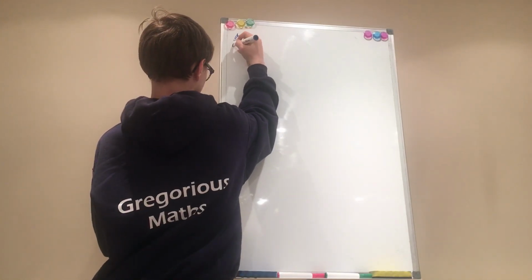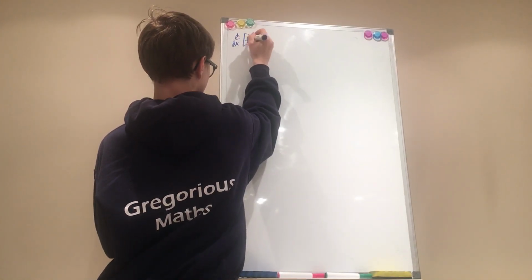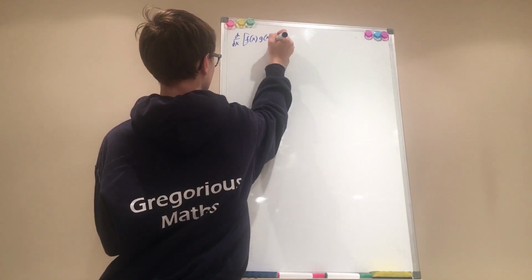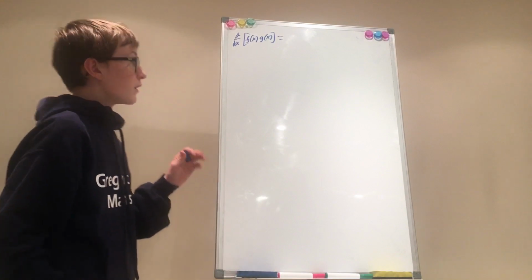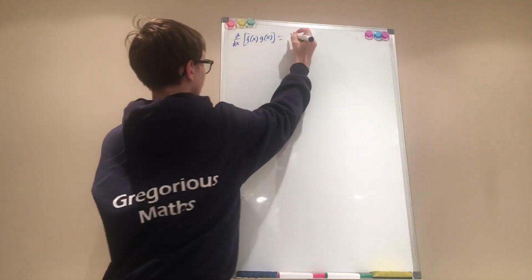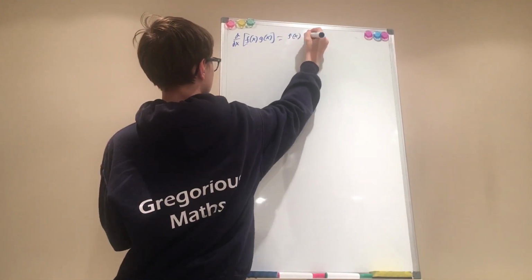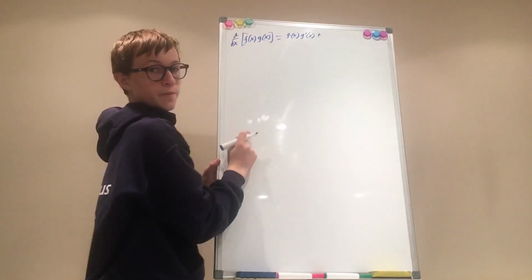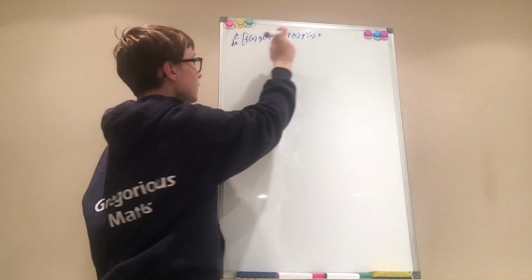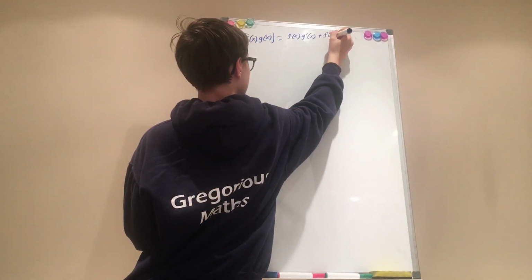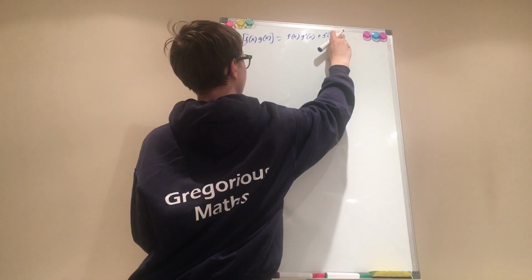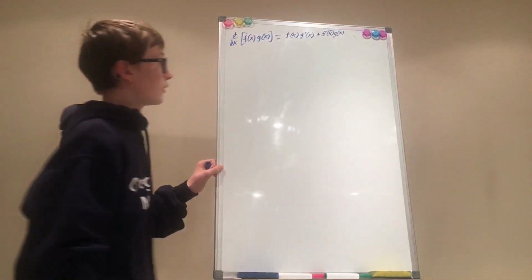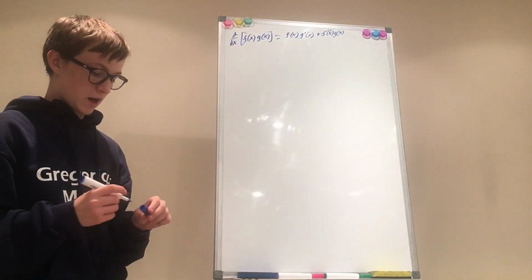So d/dx of f(x) times g(x) is equal to: we leave the first function, differentiate the second function, then add the derivative of the first function multiplied with the second function.